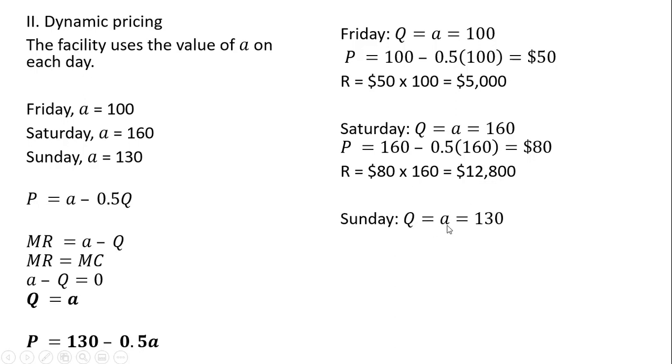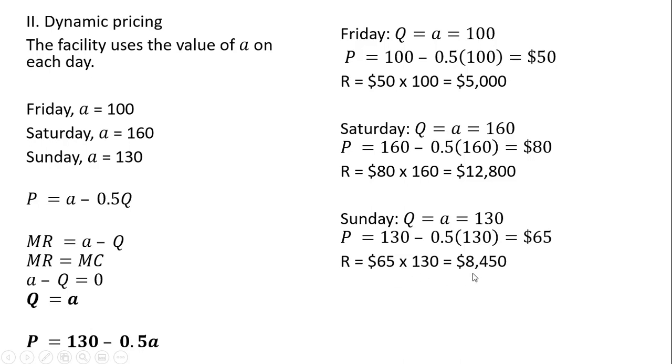On Sunday, A drops to 130. So our output, the number of units we're going to sell is 130. And the price here will now be $65. The revenue on Sunday is $8,450. So over 3 days, adding up 5,000 plus 12,800 plus 8,450, we get 3 days of revenue that is slightly higher than if we engaged in non-dynamic pricing.